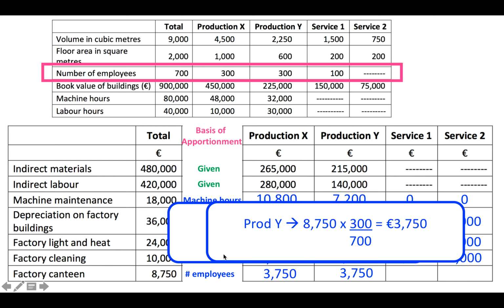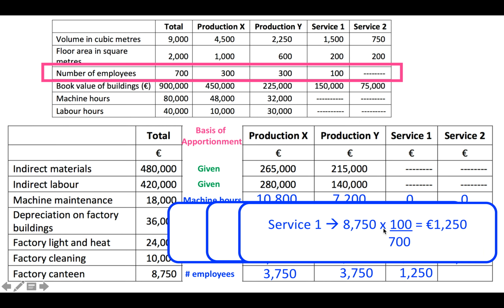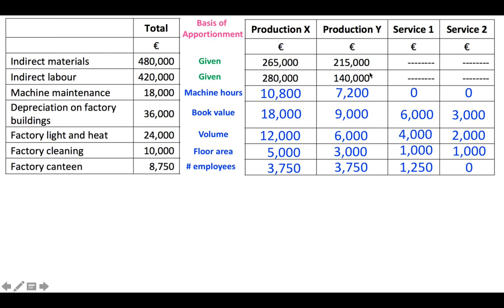Production Y, 8,750 multiplied by 300 employees divided by 700 employees total, which is 3,750. So the exact same as production X. Then the last 100 are in service department 1. So 8,750 multiplied by 100 over 700, and that is 1,250. And then there's none in service department 2, as you can see there.